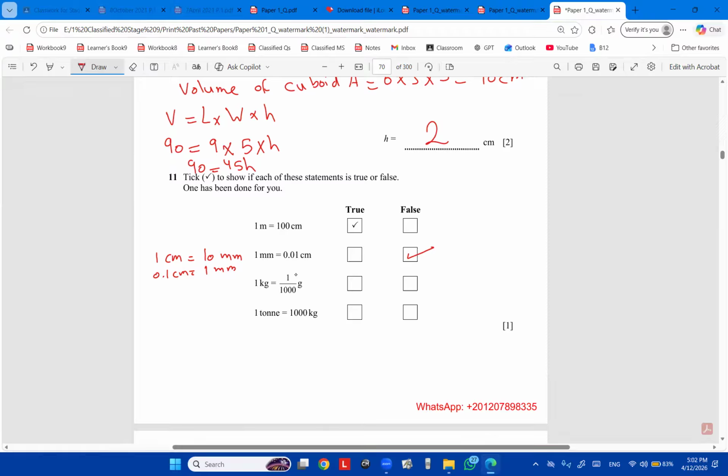1 kilogram is 1 over 1,000 gram. Oh, come on, mister. We know that 1 kilogram is 1,000 and not 1 over 1,000. 1,000 grams. 1 ton is 1,000 kilograms. Yes, we know this for sure.